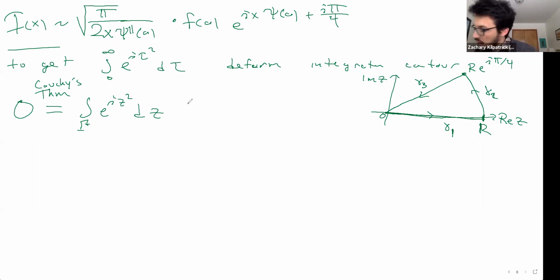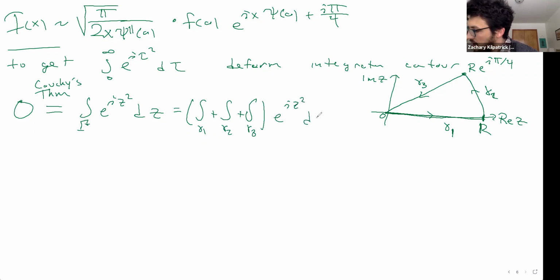So let's split this up. We can write this as the integral over gamma 1 plus the integral over gamma 2 plus the integral over gamma 3 of e to the i z squared dz. If I write that out in detail, I have the integral from 0 to r of e to the i z squared dz. That's the integral I'm interested in as I take r to infinity.